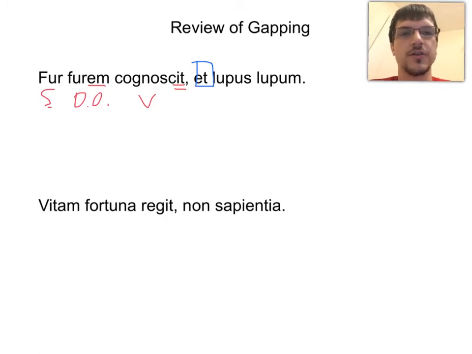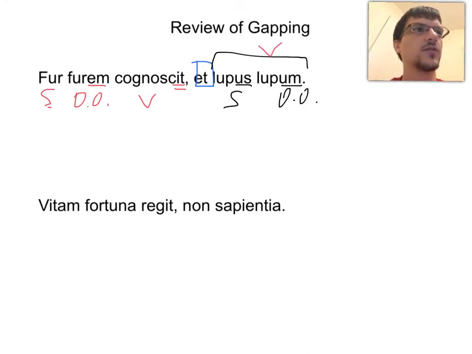Just like when in English you hear and, you're expecting something else. So over here we have lupus, okay, and we say, okay, that's a US ending. It's got to be the subject. And we see lupum with the UM ending. That means it has to be accusative. It means it's the direct object. What are we missing on the side of the et? We're missing our verb.